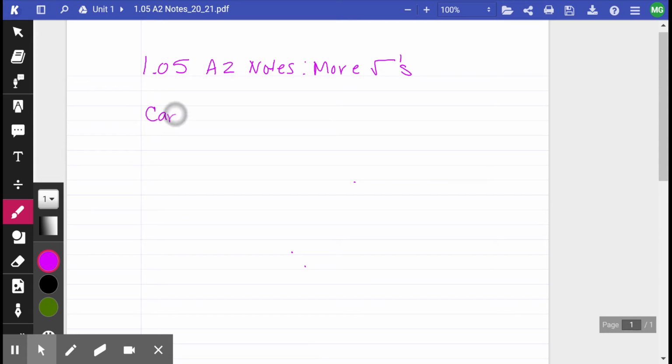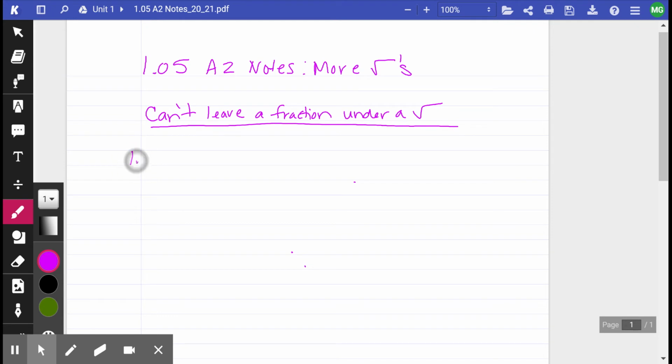So the first rule is that you cannot leave a fraction under a radical. Okay, so that's the first rule. So let's look at some examples of what I mean by this. So 9x to the 12th power over 49y to the 36th power. And I'm going to take the square root of that whole thing. So I can't leave a fraction underneath that entire radical.